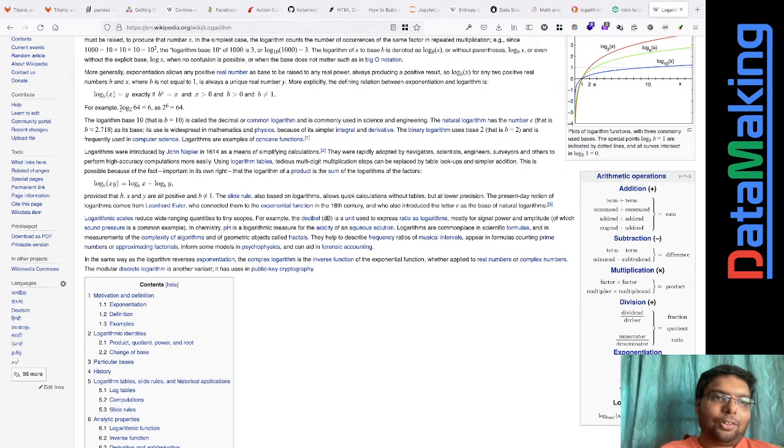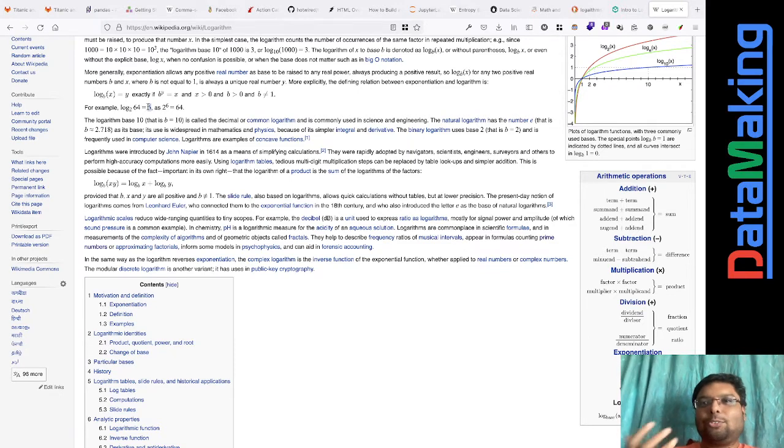Let's say log 2 of 64, what is it? We know that 2 power something should be 64, right? So 2 power 6 is 64. So log 2 of 64 is 6. So that's how logarithms work. I just want to be brief.